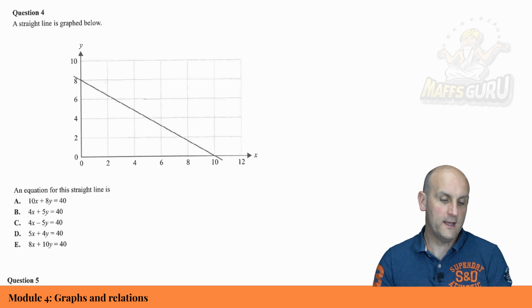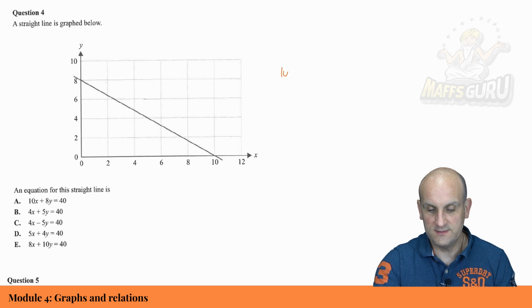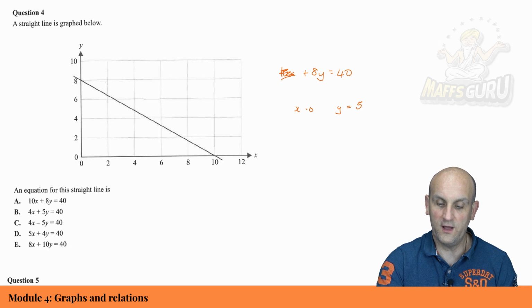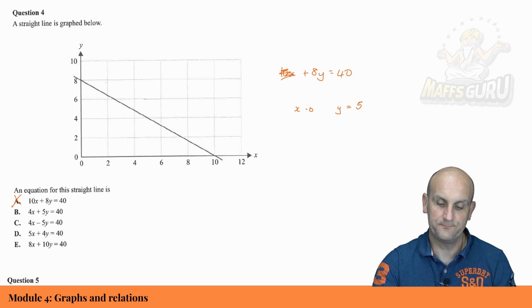The way I do this is I always go, well, 10x plus 8y is equal to 40. So I start with the first one and ignore that, and I say, well, when x equals 0, 8y is equal to 40, so y would be equal to 5. So is that 0.05? Nope, so that's not one of them.